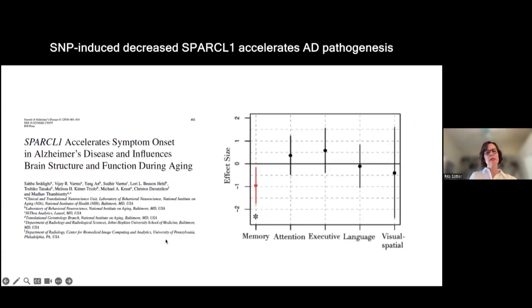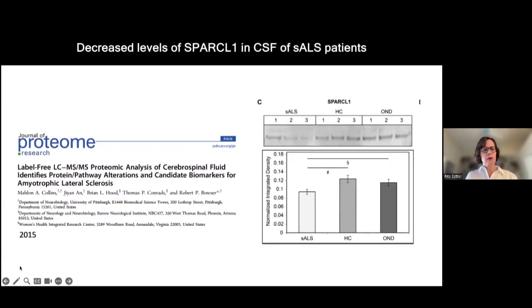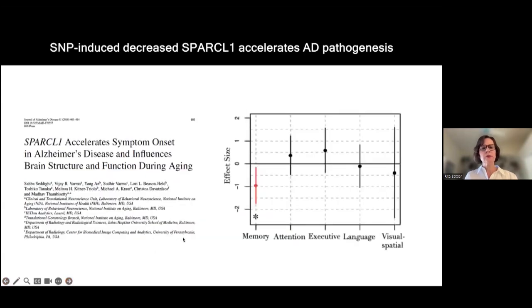And then last but not least, the other supporting data that we found was there are SNPs in SPARKLE1 that were identified. And supposedly, those SNPs in SPARKLE1 actually accelerate symptom onset for Alzheimer's disease. So you can see here for the individuals that have the SNPs, there is a very strong correlation with memory loss when they did behavioral analyses of these patient populations.